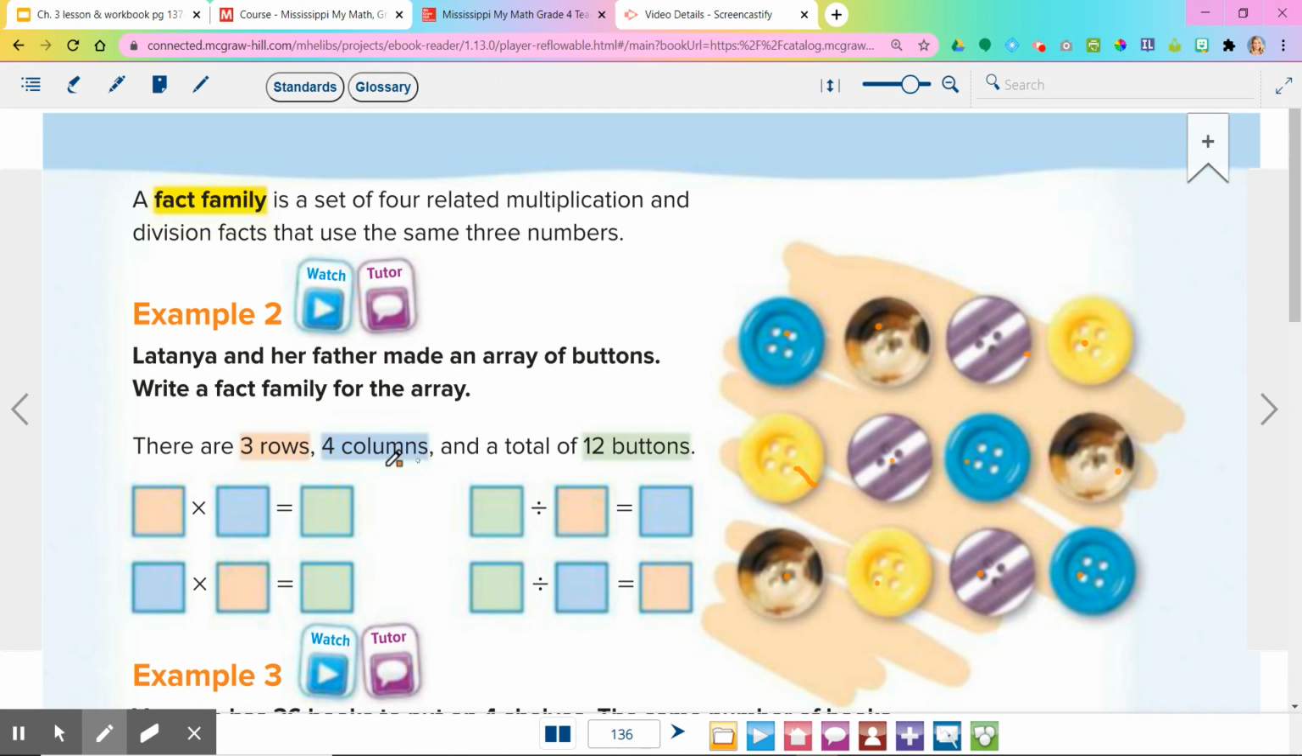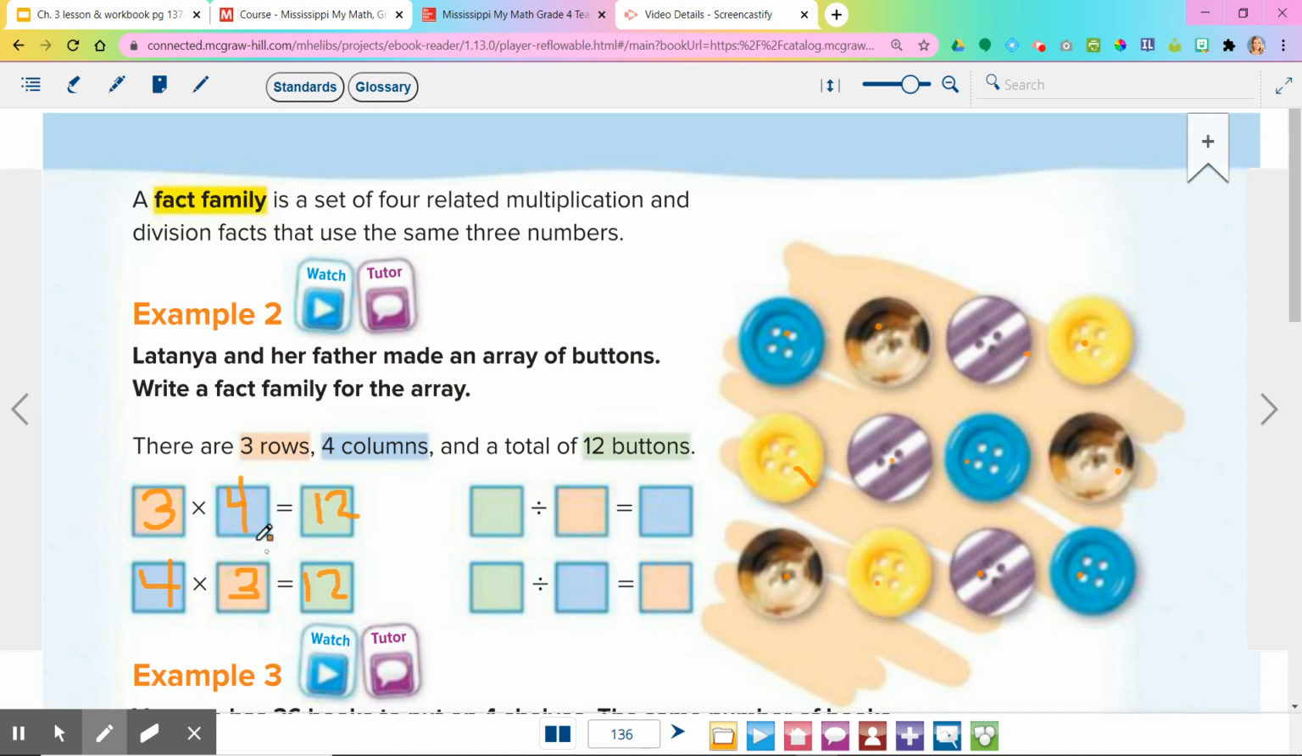So we're going to start off with our multiplication sentence in our fact family. We're going to say 3 rows times 4 columns equals 12 buttons. Then we're going to use the commutative property of multiplication and say that if 3 times 4 is 12, then 4 times 3 is also 12.